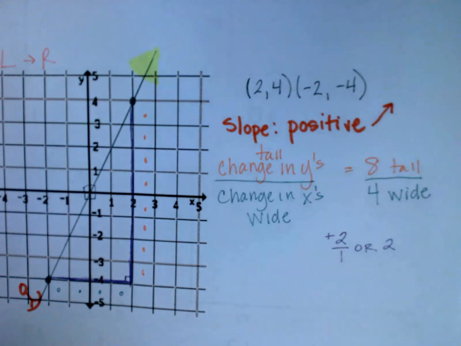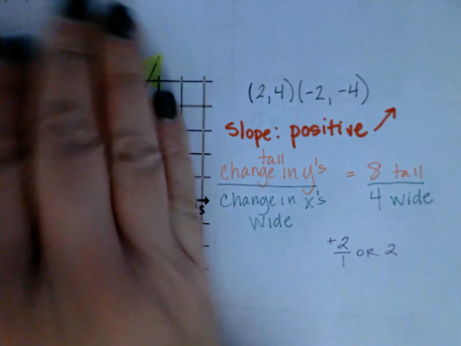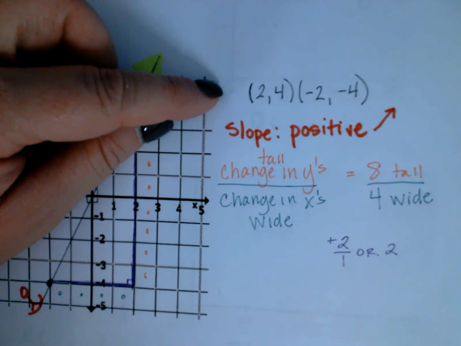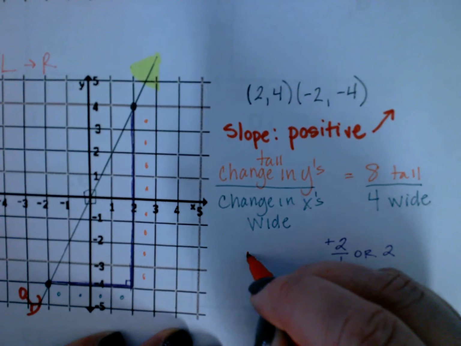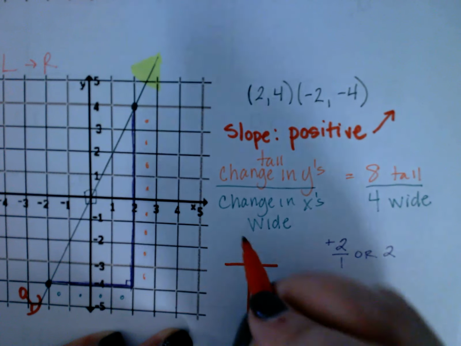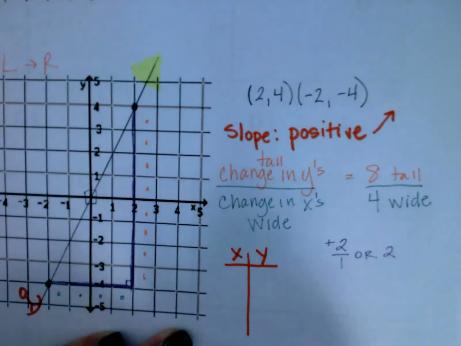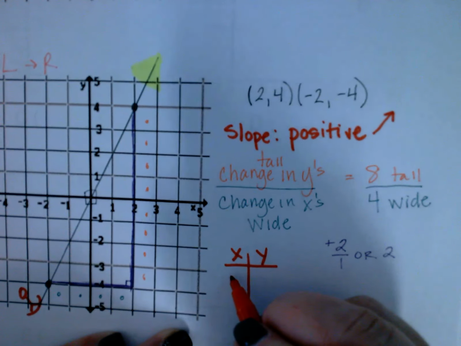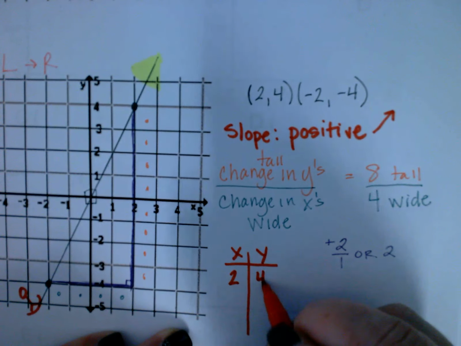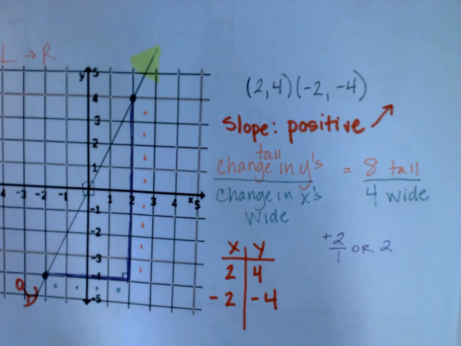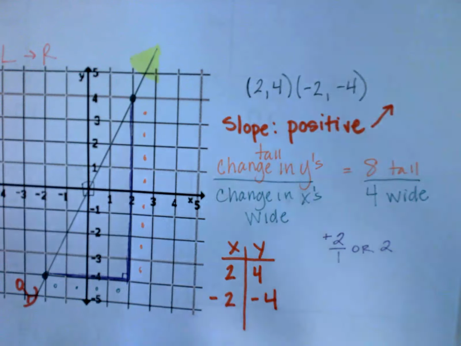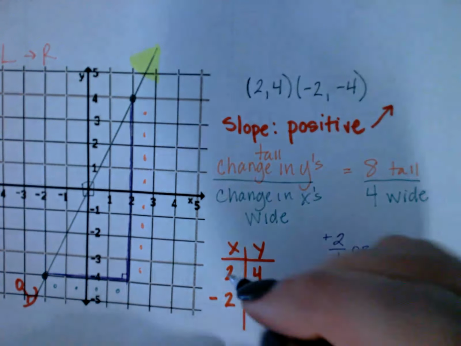Okay. If I didn't give you a graph, I just gave you those 2 ordered pairs, and I asked you to find the slope. How steep is this line? You could change it into a table. We've been practicing tables. We know how to do that. You can write the ordered pair 2, 4 and -2, -4. Now we need to figure out how do they change from one row to the other.